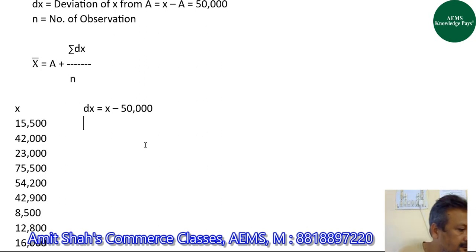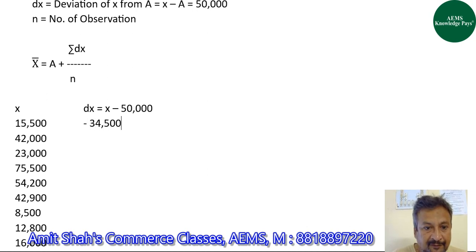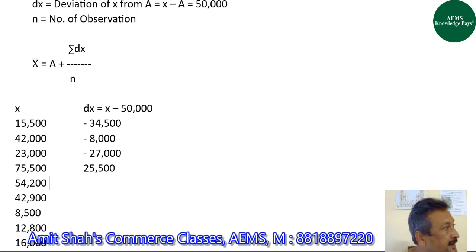So 15,500, the first value, minus 50,000. That would be how much? Minus 34,500. Then 42,000, that is x, minus 50,000, that is minus 8,000. Then minus 27,000. Then 25,500. Are you getting, guys, how I'm calculating dx? I'm asking all.